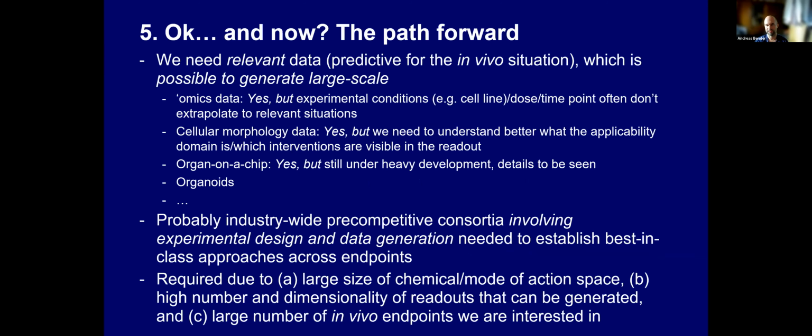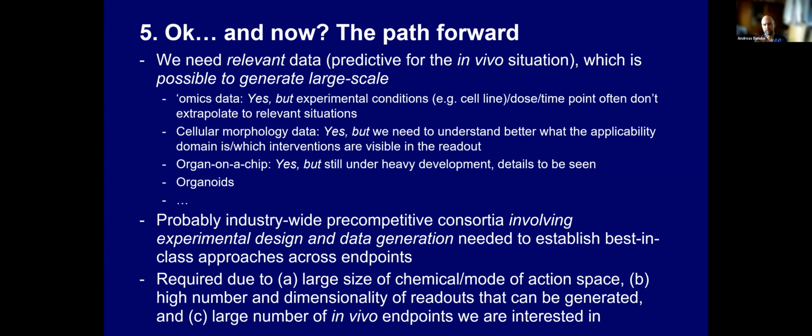Yeah, so I think that's the path forward. So, there's a few avenues that are possible. Omics data, for example, but we have to see what are the experimental conditions used to generate data. Cell morphology data is another route, maybe organs on a chip, let's see, but it's still under heavy development. Details remain to be seen, standardization, reporting, and so on, possibly organoids as well. Let's see, but that's difficult to do from the practical side, growing organoids in many cases. But there's certain possibilities, right?